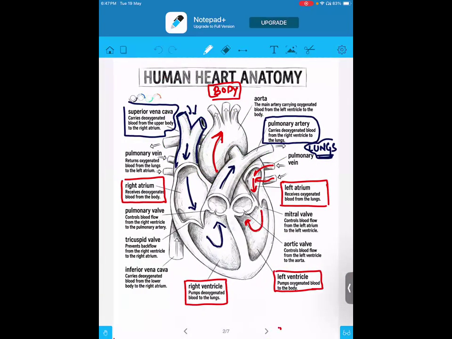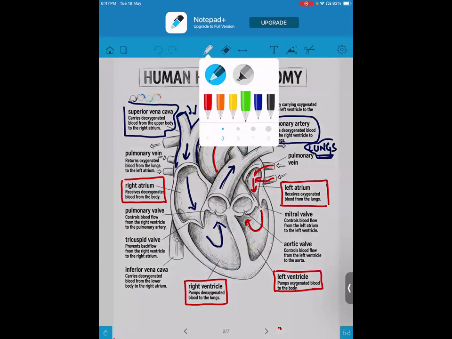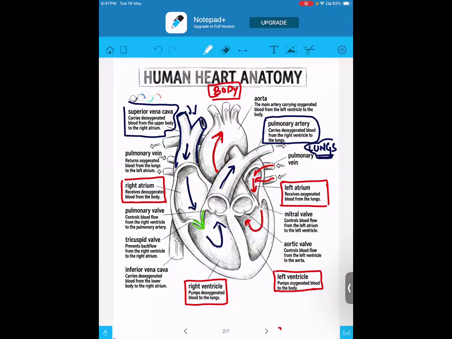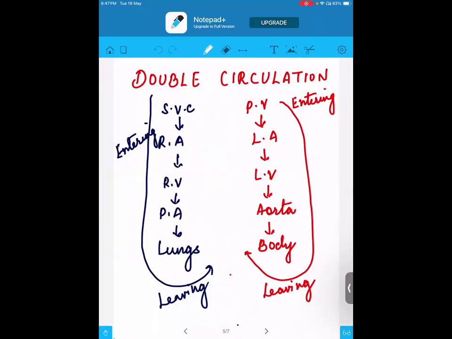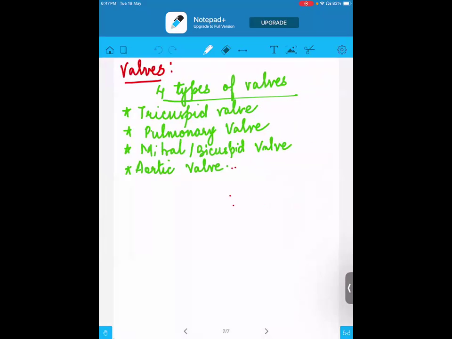This is basically the, I'll just mark it with the green. This is a tricuspid valve, which is present here, the tricuspid, and this one is the bicuspid valve. Apart from this, the two other valves will be there, which is called the pulmonary valve. That pulmonary valve will be present here. And the valve which is called the aortic valve, that is present here. So like this, the four valves are there: pulmonary valve, aortic valve, tricuspid valve, and the bicuspid valve.